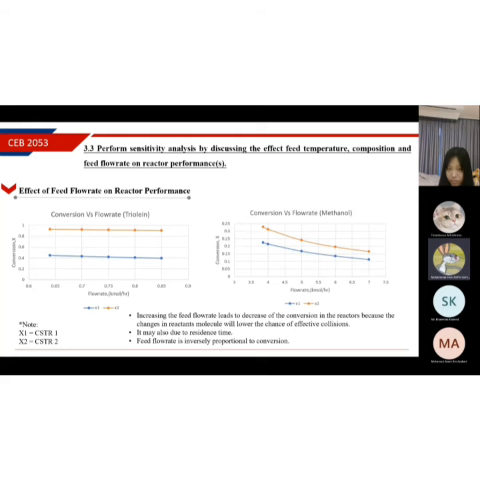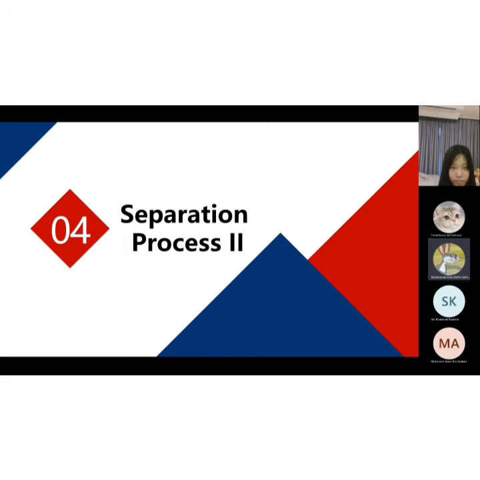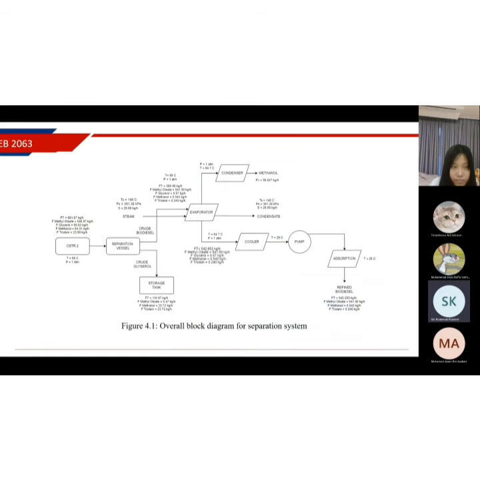Now I would like to pass to Kalila to talk about the separation process. All right, thank you, Gaffa. So I'll be continuing with the separation process part. As you can see in this slide, this is the overall block diagram for our separation system. And the separation units for the system for biodiesel improvement are separation vessel, evaporator, and absorber.